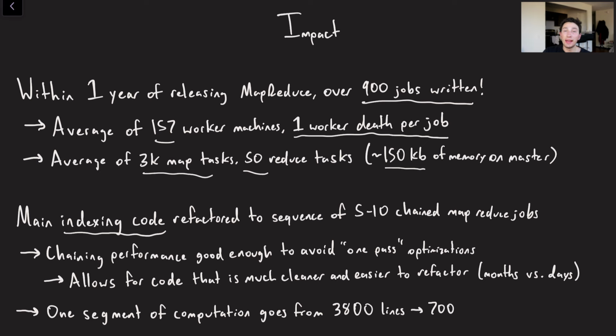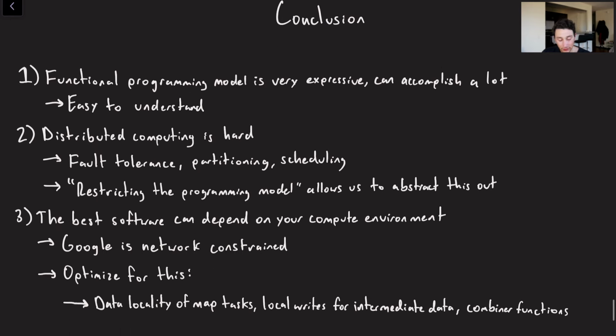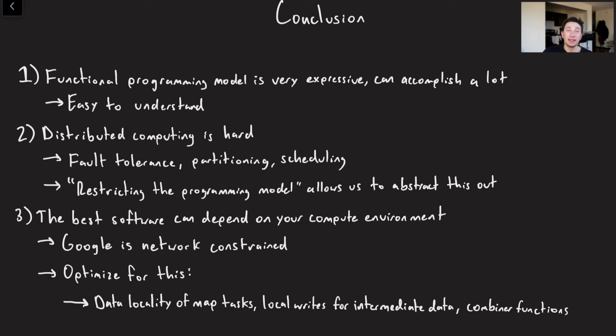If they really wanted to optimize their code, what they might do instead is try and combine all of the mapping logic and all of the reducing logic into some really complicated functions so that they could get one pass over the data. But they found that wasn't actually even necessary in real life, and as a result, it made their code much cleaner, and it took them days instead of months to start adding new features. So obviously very significant. Like I mentioned, it simplified code a ton, going from 3,800 lines in one particularly complicated segment to 700, which is no joke at all.